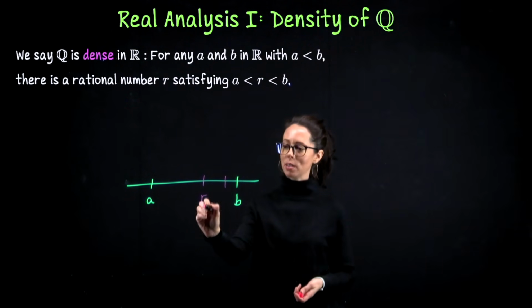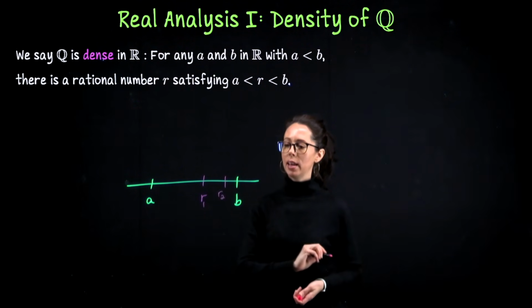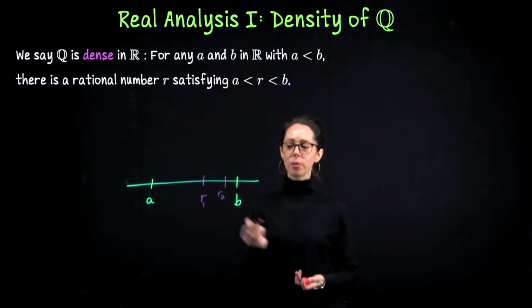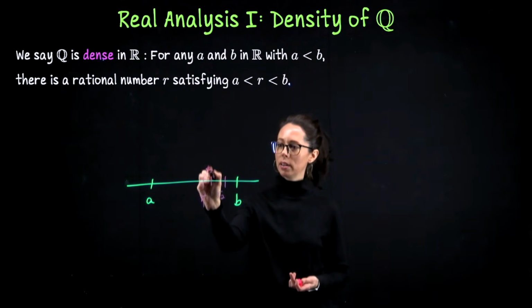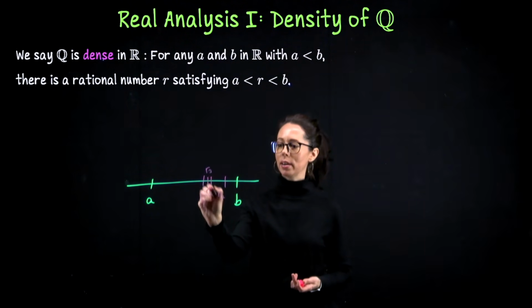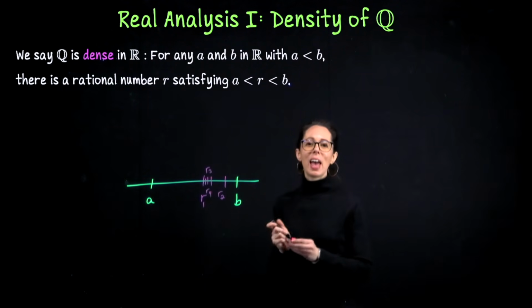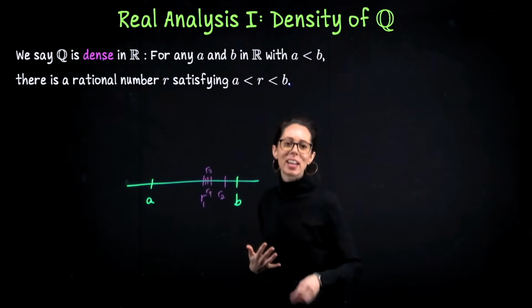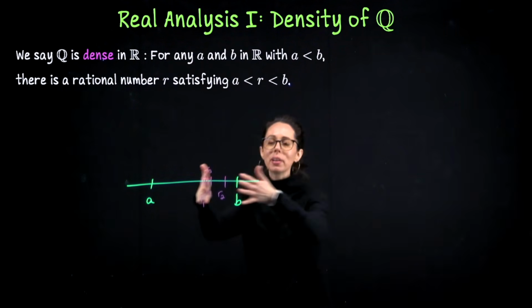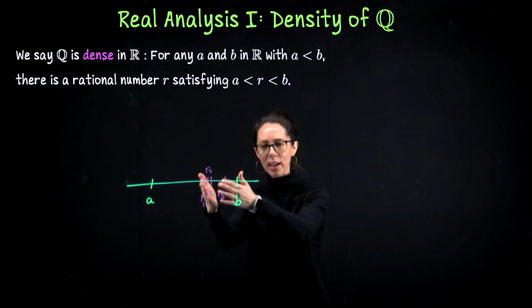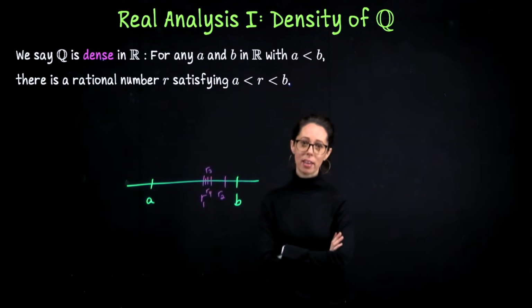Let's call this one r sub 1 and this one r sub 2. And then between r1 and r2 is another rational number. And then we have another rational number, and then another rational number. And I think that's a really exciting idea, is that the more you zoom in on the number line, it doesn't matter. You're always going to be able to find rational numbers, no matter how close together the numbers are.